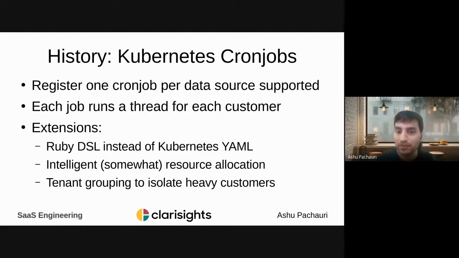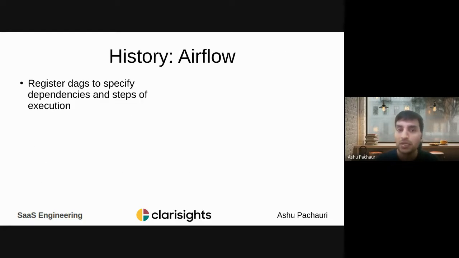And that worked for some time until we were at a certain scale or certain number of customers. But as things scaled up, it was really hard to maintain visibility and maintainability with this kind of setup. So we wrote certain extensions on top of it. For example, we wrote a Ruby DSL to define cron jobs rather than actually writing the whole big Kubernetes YAML. We tried to do somewhat intelligent resource allocation so that we don't allocate the same set of resources to all containers that we run. Obviously, these workloads are not all same in the amount of processing that they're doing. Then we tried to do tenant grouping to isolate heavy customers. So it worked for some time, but obviously there are a lot of problems here. With just cron jobs, you don't get the visibility, you don't get the control that you want. So we moved on to a more intelligent system.